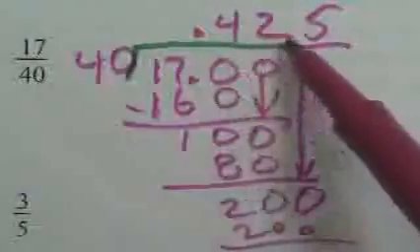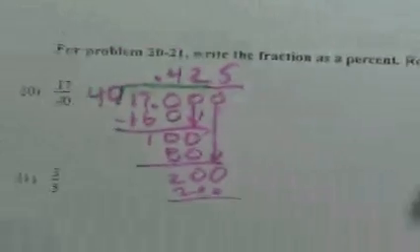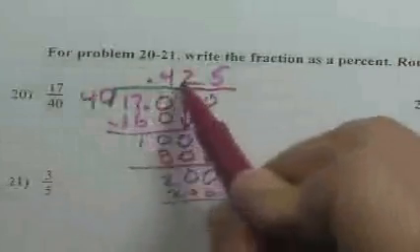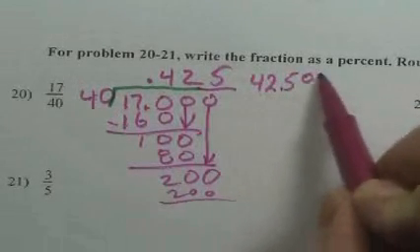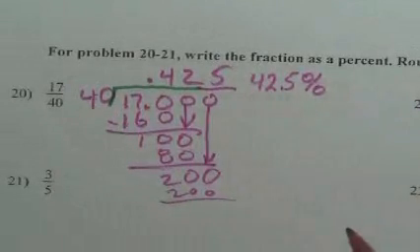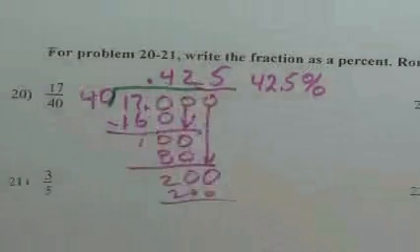So 0.425. So my percent, I move the decimal over twice. It's 42.5%. Or you could say 43%. I probably should just round it off to 43.